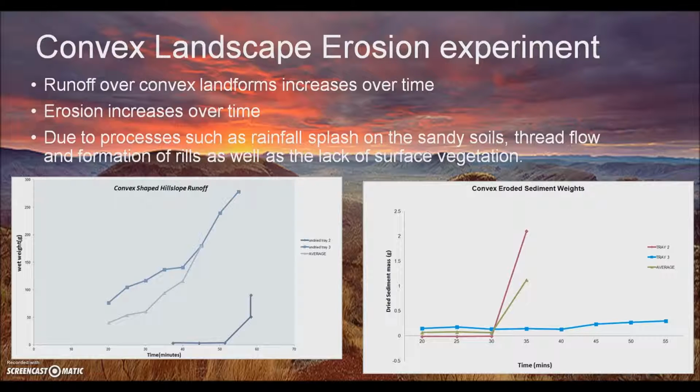Raindrop splash onto the dry sandy soils will splash sand away from the center of the impact. Soils are significantly splashed downslope in this process, and with large amounts of rain from storm events, these soils can then be washed away or eroded. Thread flow, as well as the formation of rills, assist in the erosion of sediments as small channels are carved into the soil surface in which water accumulates and travels down, carrying sediment and silt with it.